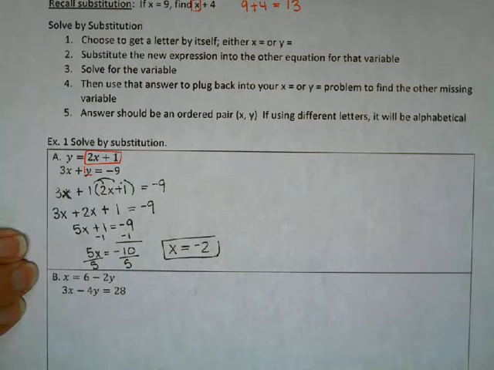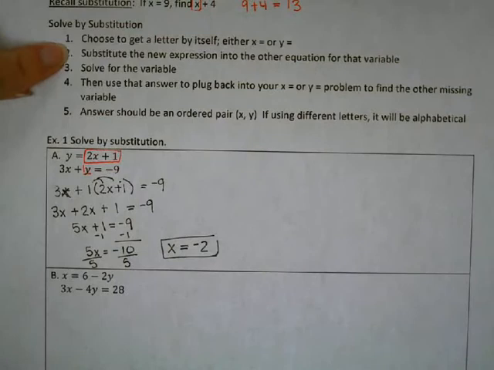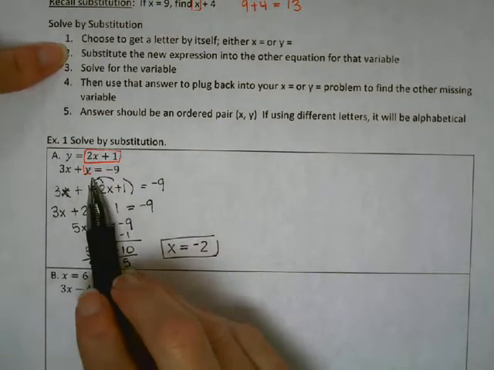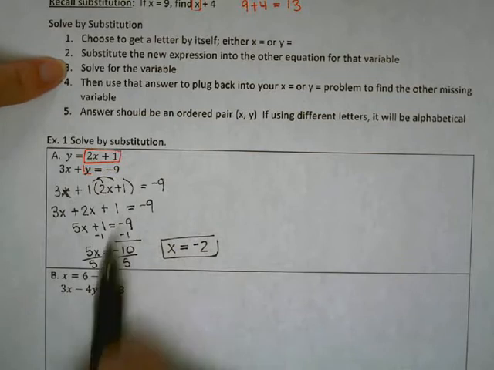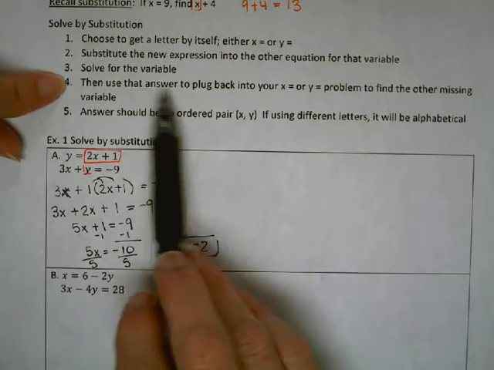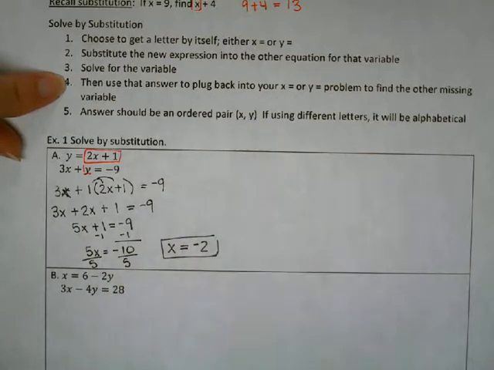Okay, so step 1, we had a letter by itself. This one happened to be y equals. Step 2, I substituted that expression into the other equation. Step 3, I've now solved for that variable. I got x equals negative 2. So we're ready for step 4. Then use that answer to plug back into your x equals or y equals problem.